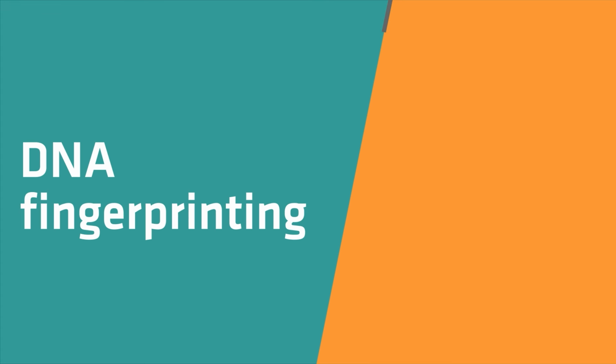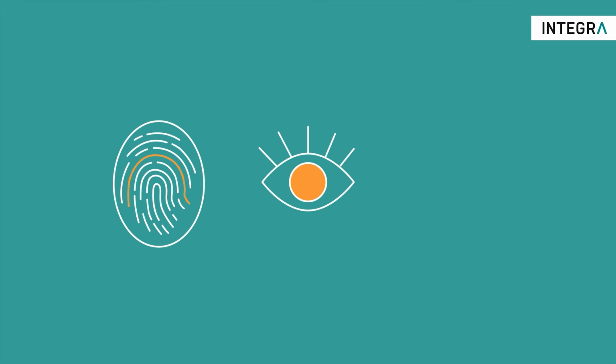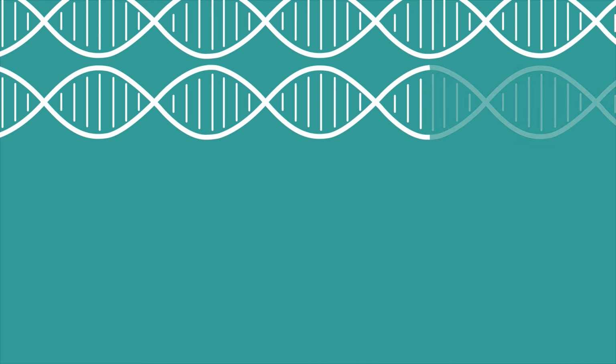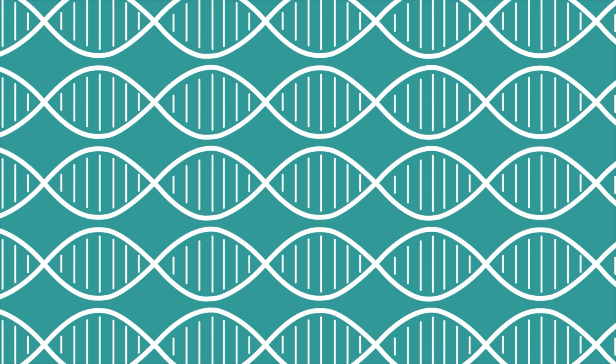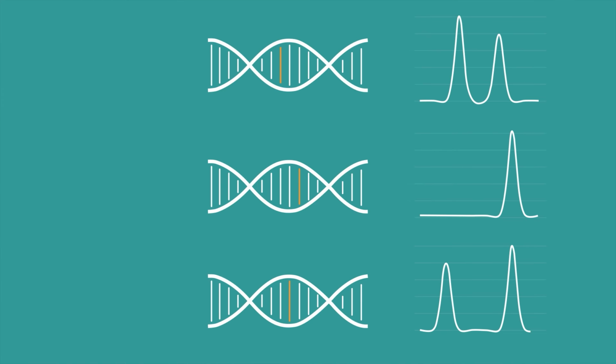In this video, we're going to explain what DNA fingerprinting is and how it works. In the same way that the ridges on our fingertips or the patterns in our irises differ, there are regions in our DNA that are unique. While more than 99% of the human genome is identical across all individuals, polymorphic regions vary significantly and can therefore be used to establish a DNA profile that is unique to each person.